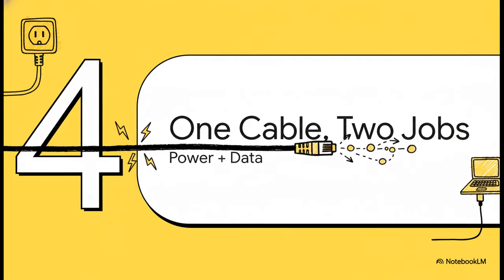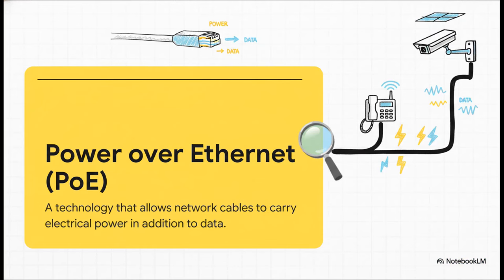Okay, so we've got a cable that can send clean data anywhere, from an office to a factory. Awesome. But you know, engineers, they are never satisfied. They looked at this cable and thought, we're already running one cable to this device. What if we could get rid of the power cable too? What if we could send electricity down this exact same line? And that thought led to Power over Ethernet, or what everyone just calls PoE.